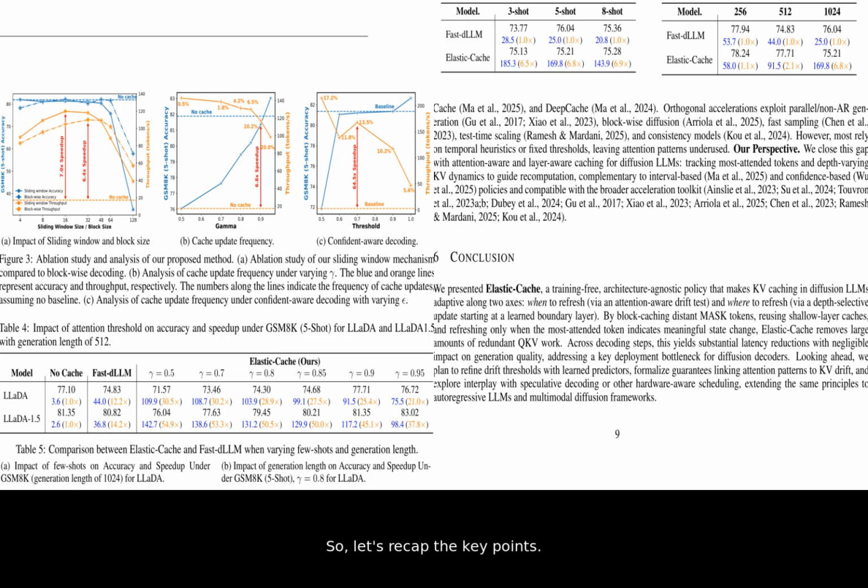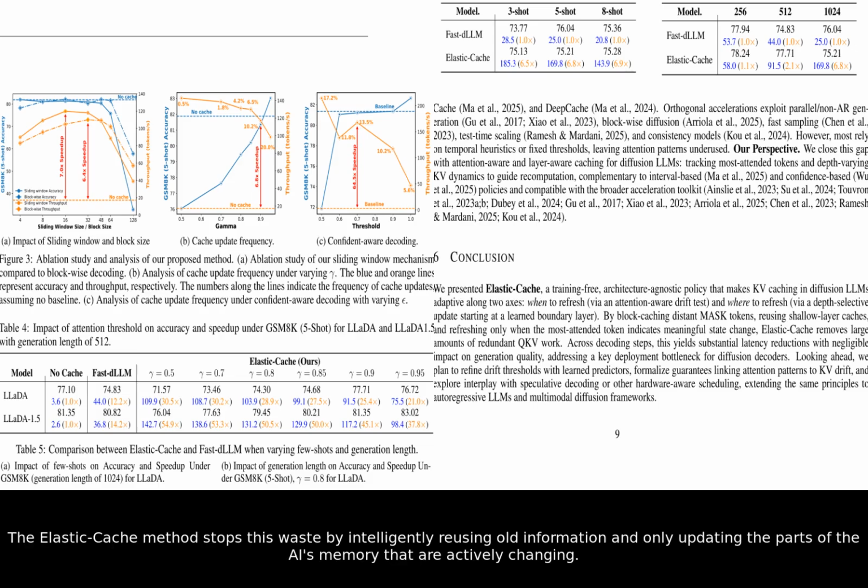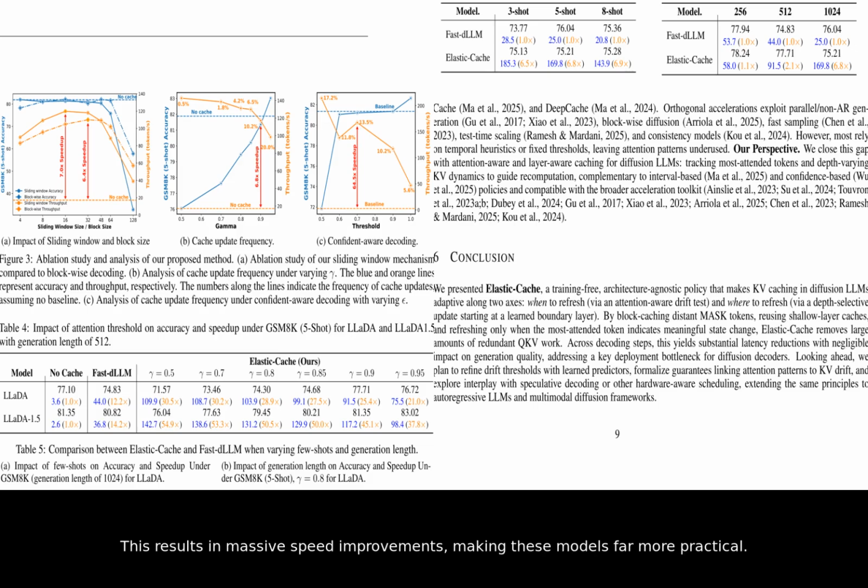So, let's recap the key points. Diffusion AI models were powerful but too slow because they recalculated everything, all the time. The Elastic Cache method stops this waste by intelligently reusing old information and only updating the parts of the AI's memory that are actively changing. This results in massive speed improvements, making these models far more practical.